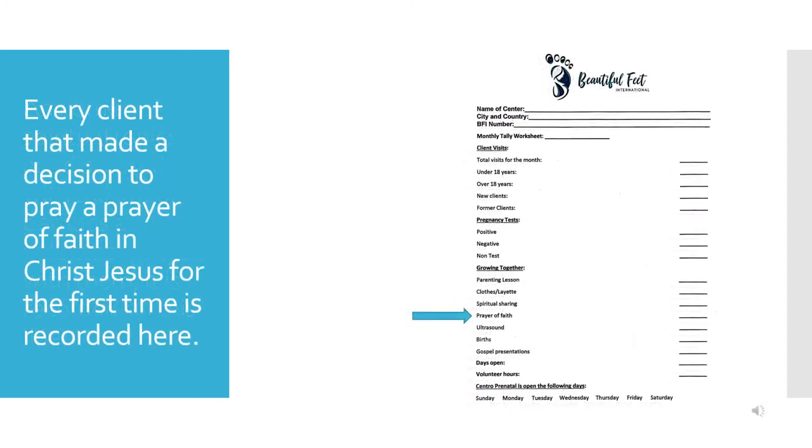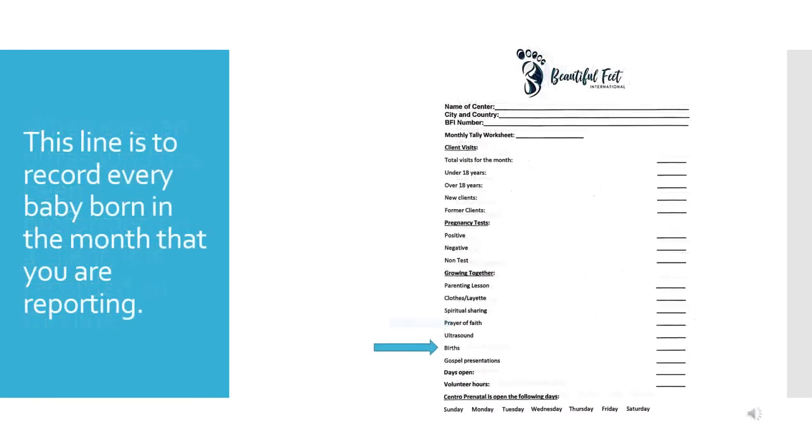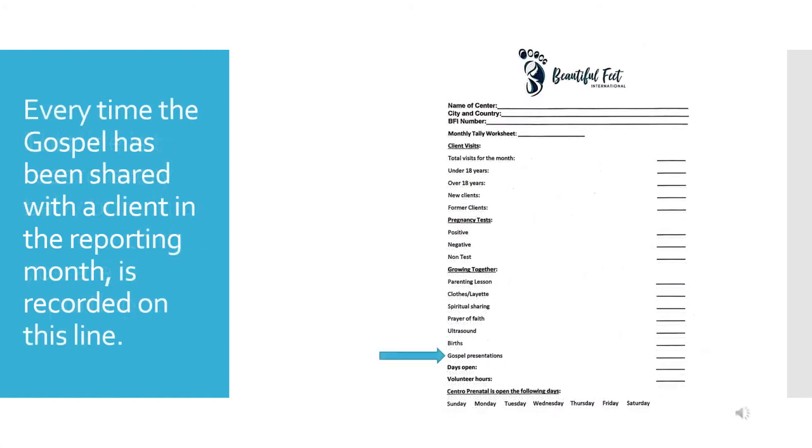Every client that made a decision to pray a prayer of faith in Christ Jesus for the first time is recorded here. Whenever an ultrasound has been performed on a client, it is recorded on this line. This line is to record every baby born in the month that you are reporting. Every time the gospel has been shared with a client in the reporting month is recorded on this line.